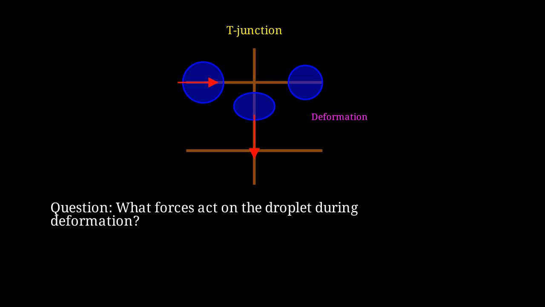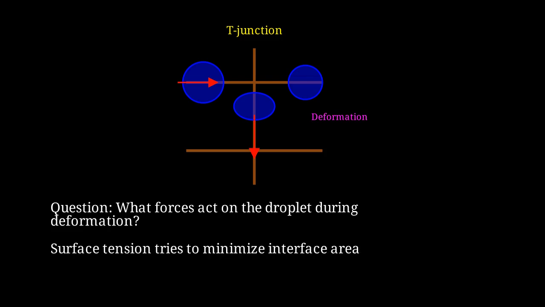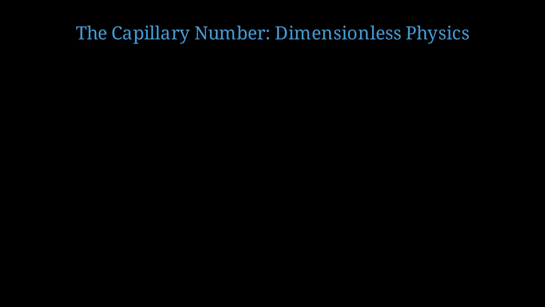There are several key forces at play. First, surface tension tries to minimize the droplet's surface area. This is why droplets naturally form spheres, which have the minimum surface area for a given volume. Second, viscous forces from the flowing carrier fluid push and drag the droplet, causing it to deform from its spherical shape. To understand when memory effects become important, we need to introduce the capillary number, a dimensionless parameter that characterizes the competition between viscous forces and surface tension.